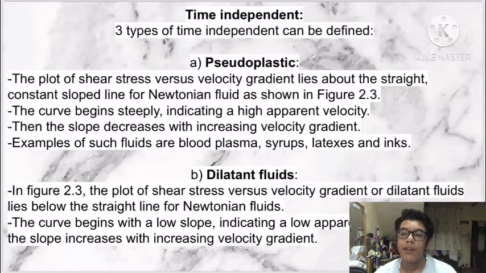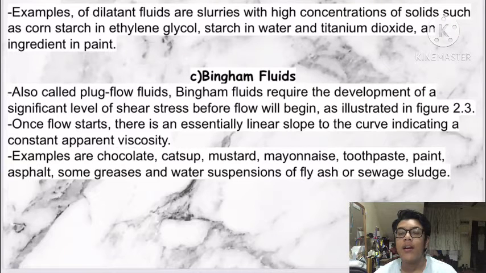The next time-independent type is about dilatant fluids. In figure 2.3, the plot of shear stress versus velocity gradient of all dilatant fluids lies below the straight line for Newtonian fluids. The curve begins with a low slope, indicating a low apparent viscosity. Then the slope increases with increasing velocity gradient. Examples of dilatant fluids are slurries with high concentration of solids, such as cornstarch in ethylene glycol, starch in water, and titanium dioxide, an ingredient in paint.